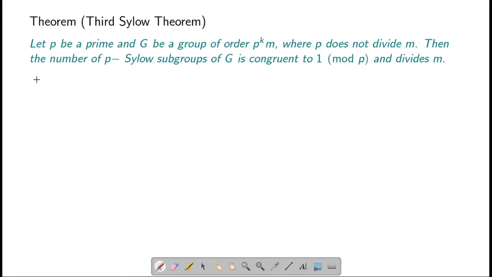Okay, let's try to look at this proof. It is not very difficult. So let us start with a Sylow p subgroup. So let K be a Sylow p subgroup.